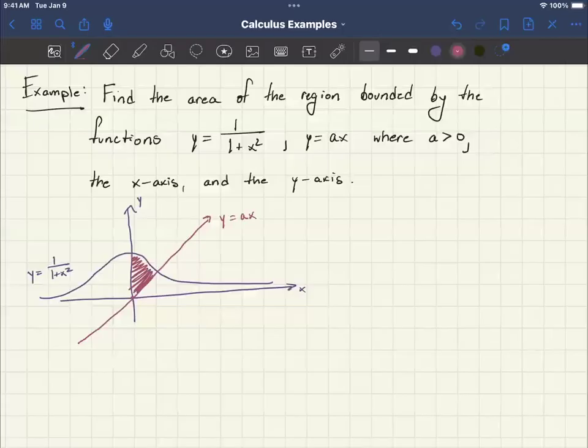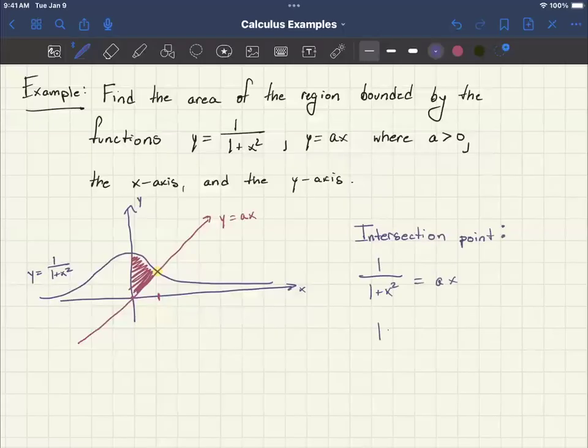All right. Now, when we have an issue like this, the next thing that we need to do is figure out where this point is right here. That is our intersection point, and we want to figure out what it is. To find an intersection point, we are going to take our two equations and set them equal to each other. So we have 1 over 1 plus x squared is equal to ax.